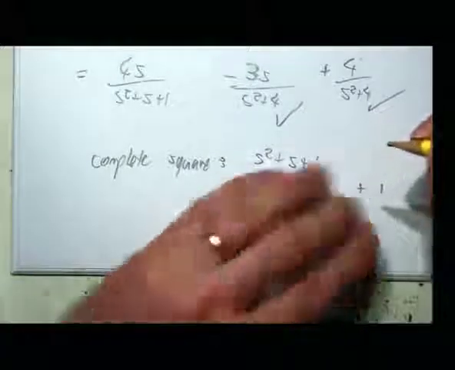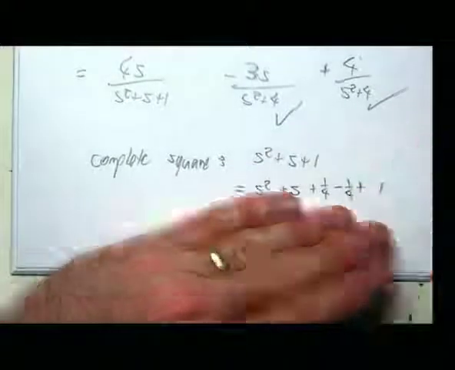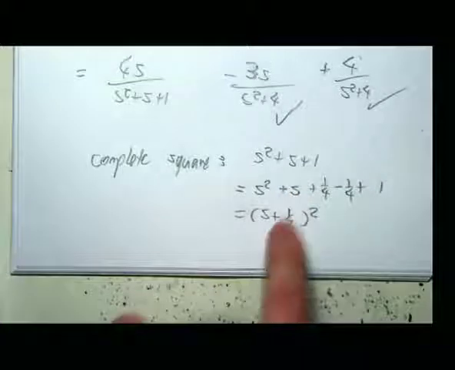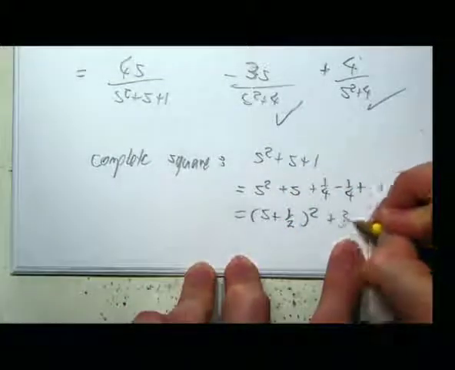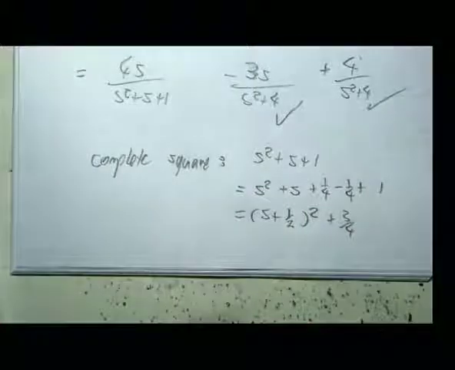And I can't just go adding a quarter there without taking it away as well. So the s squared plus s plus a quarter becomes this bit, and the 1 minus a quarter becomes 3/4. Like that. So I've now completed the square. Okay.